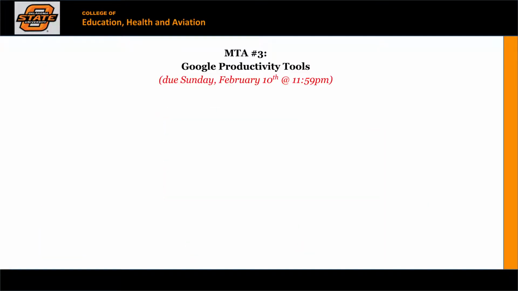So let's look at the MTA number 3, Google Productivity Tool instructions. As always, MTAs are due on Sundays at 11:59 p.m., which means MTA 3 is due Sunday, February 10th at 11:59 p.m.